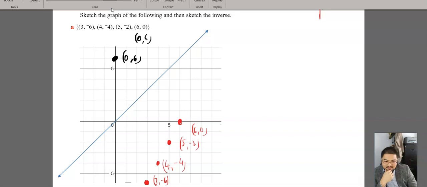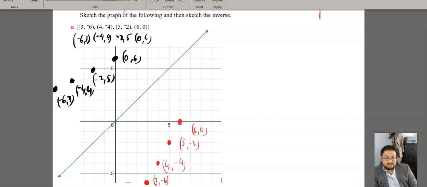I'm anticipating something wrong with my axis here. Negative 2. The next one will be negative 4, 4. So 1, 2, 3, 4. And the last one will be negative 6, 3. Sorry guys, this one here is supposed to be around there. So this is going to be negative 6, 3. This one's negative 4, 4. This one is negative 2, 5. So if you think about it, we're literally switching the x and y coordinates. And you've actually drawn the inverse from this particular point.